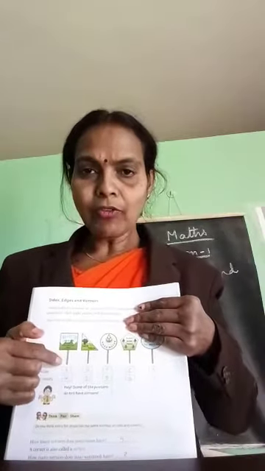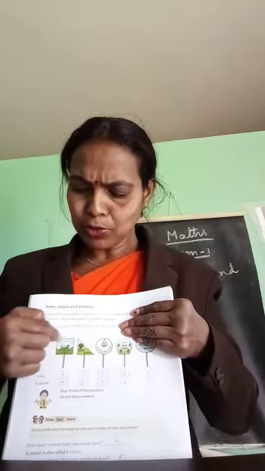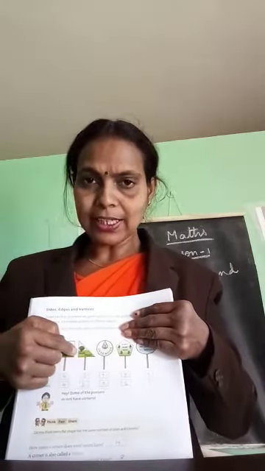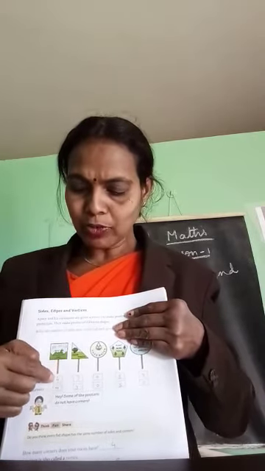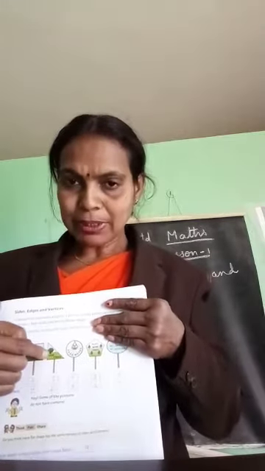How many sides are there? 4 are there. Corners also 4. 1, 2, 3, 4 sides. Corners: 1, 2, 3, 4 corners are there. Got it? Now the second picture, here also write 4. Sides 4, and corners also write 4. Got it?